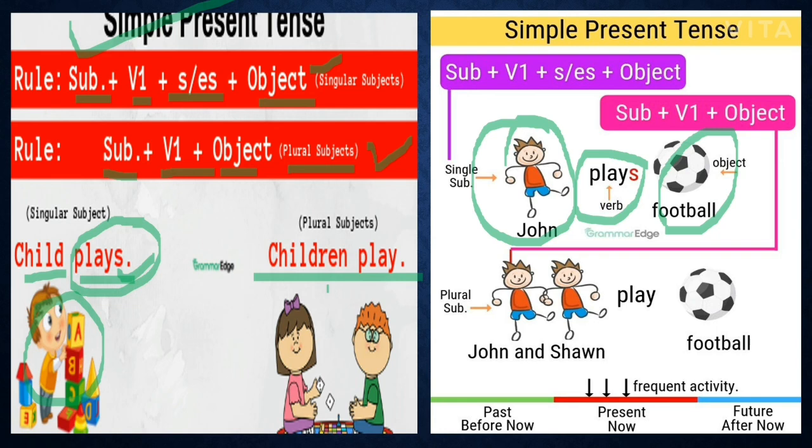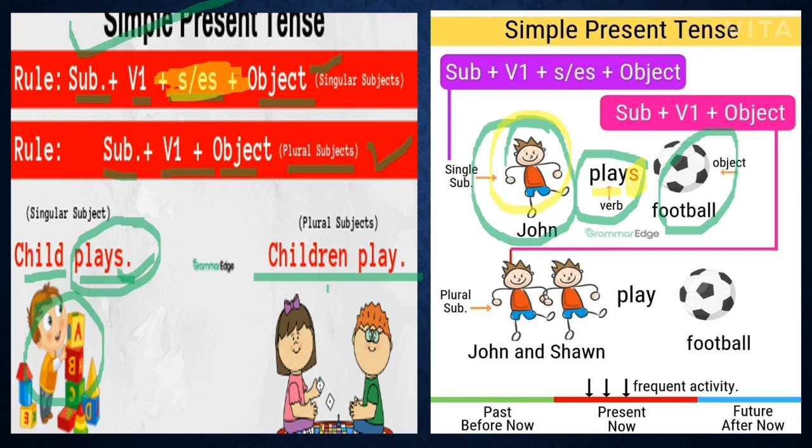Now what are verbs, students? Verbs are the action words. So play is the verb here. Now students, with play I have added S. Can you see I have marked S here with yellow color? So with play I have used S. Why? Because the verb is used with a singular subject here, and with a singular subject we always use S and ES. Clear? So John plays football.